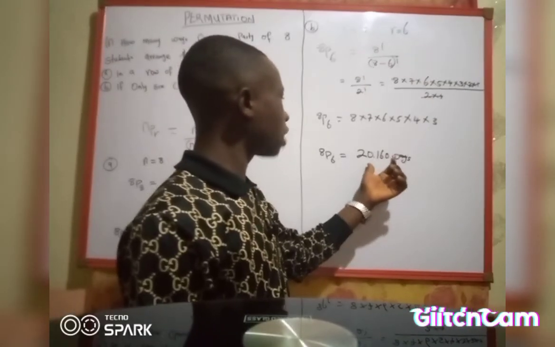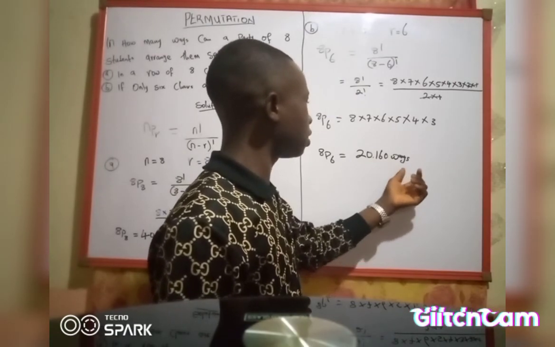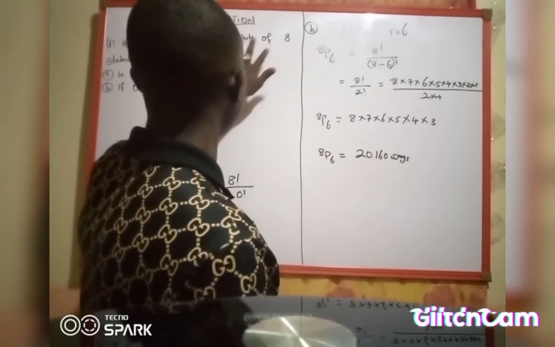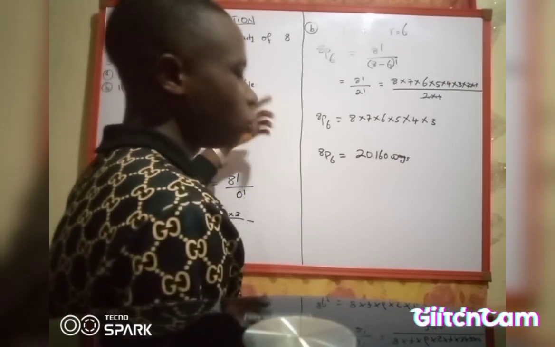So we have a total of 20,160 ways of arranging 8 students in the available seats.